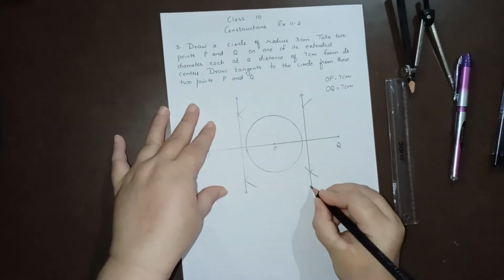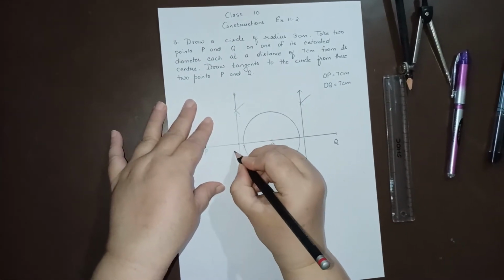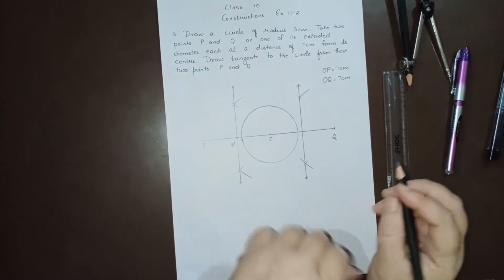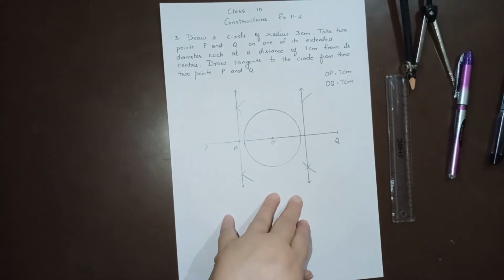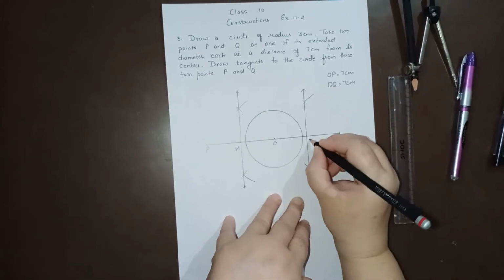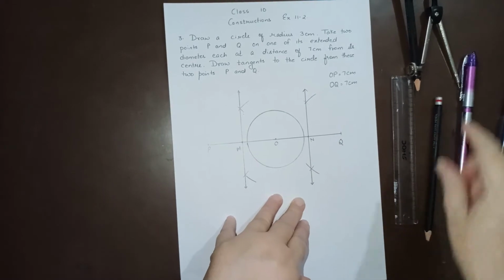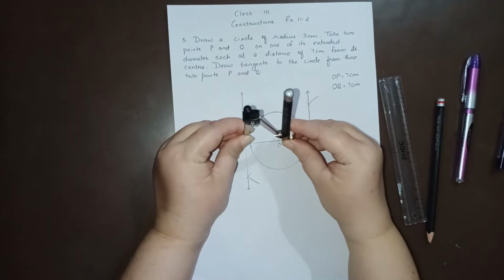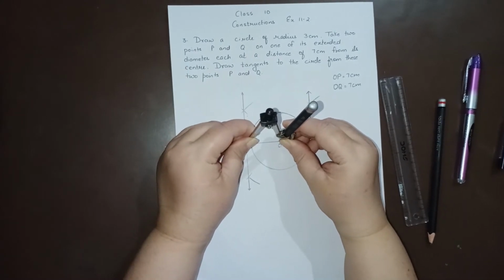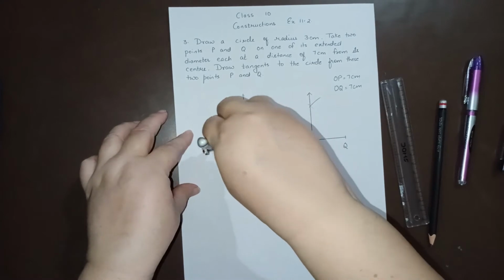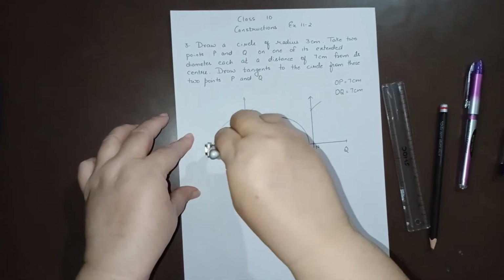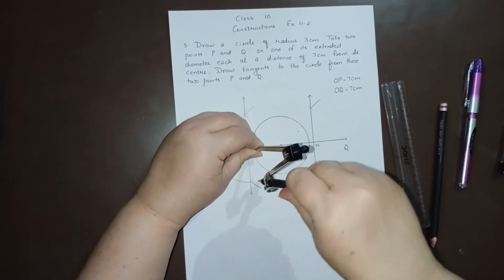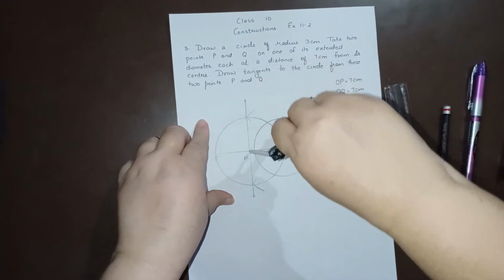Let us take the point where the perpendicular bisector intersects OP as M, and the point where the perpendicular bisector intersects OQ as N. Now the next step is you have to draw a circle with M as the center and OM as the radius. In this way you can draw a circle. It will be like this.